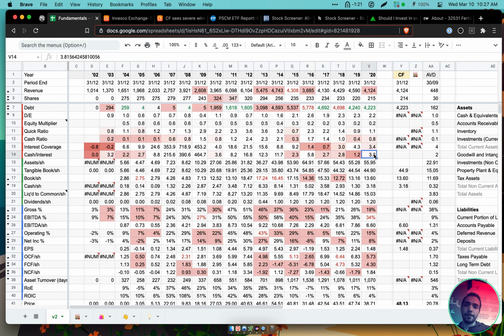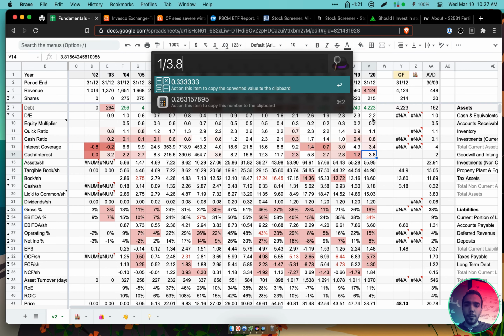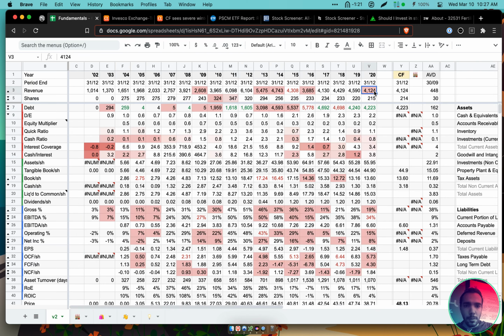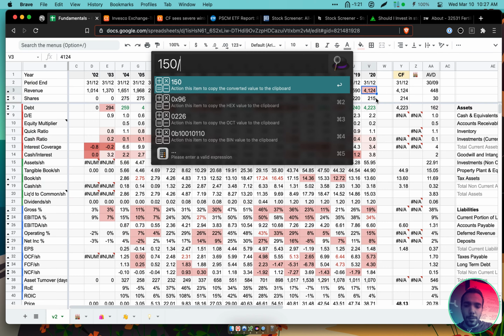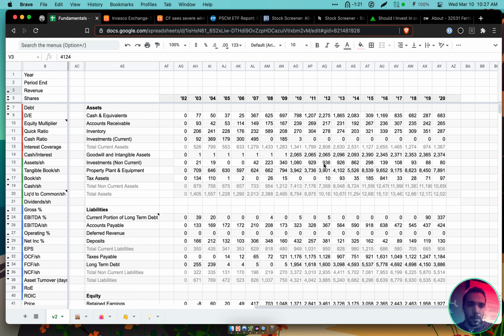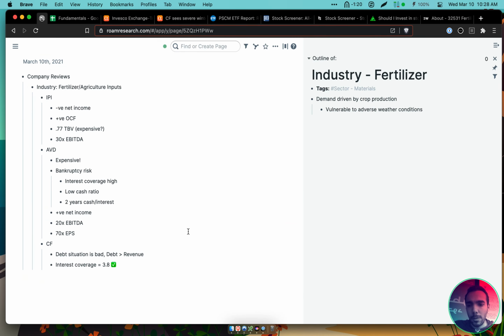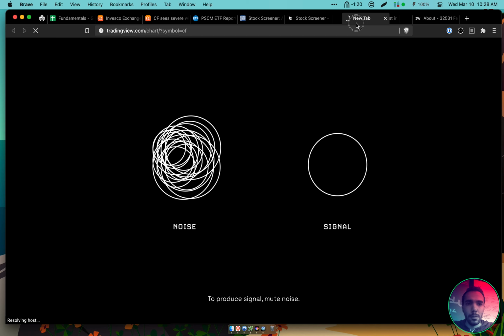But you can see cash over interest. So you flip that: 1 over 3.8 is 0.25. So interest is 0.25 of cash. It's 150 million. 150 million over revenue of 4124. So just about 3%. Okay, 3.5%. It's more than I'd like, but I wouldn't consider it material. So yeah, maybe okay. We can look into this. So CF, I like the dividend.